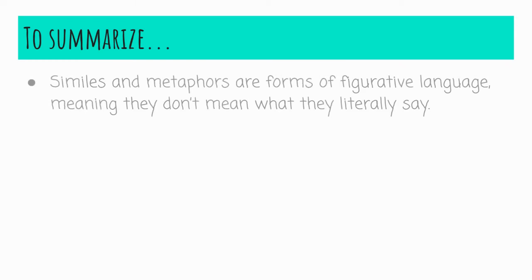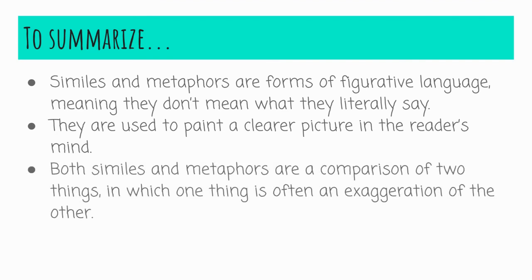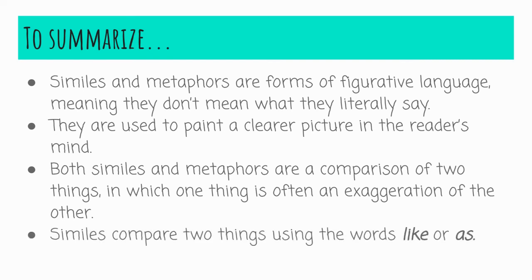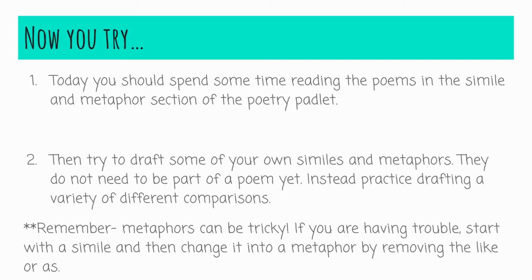So to summarize, similes and metaphors are both forms of figurative language, meaning that they don't mean exactly what they literally say. They're used to paint a clearer picture in the reader's mind. Both similes and metaphors are a comparison of two things in which one thing is often an exaggeration of the other. Now, similes compare two things using the words like or as, and metaphors compare two things but do not use the words like or as.